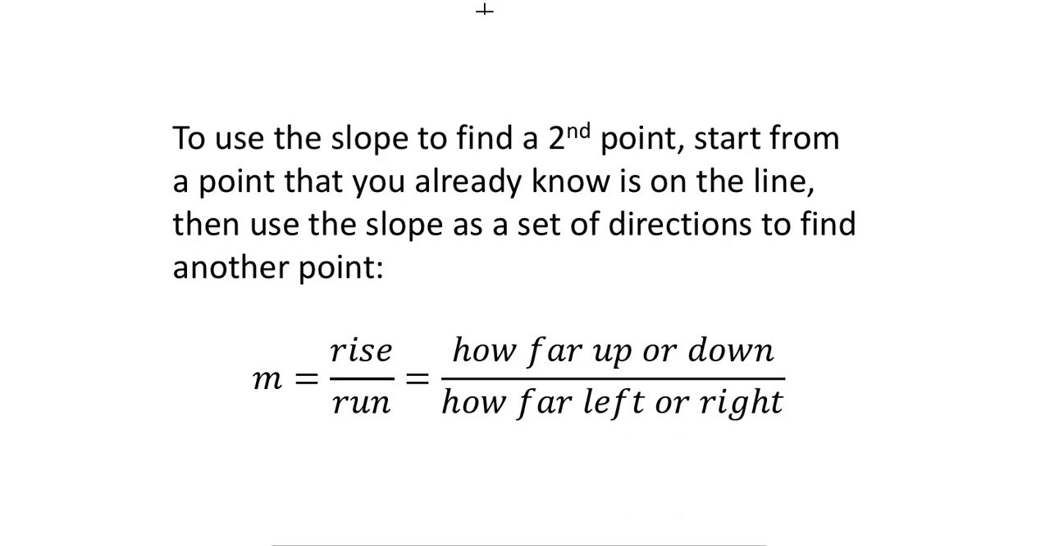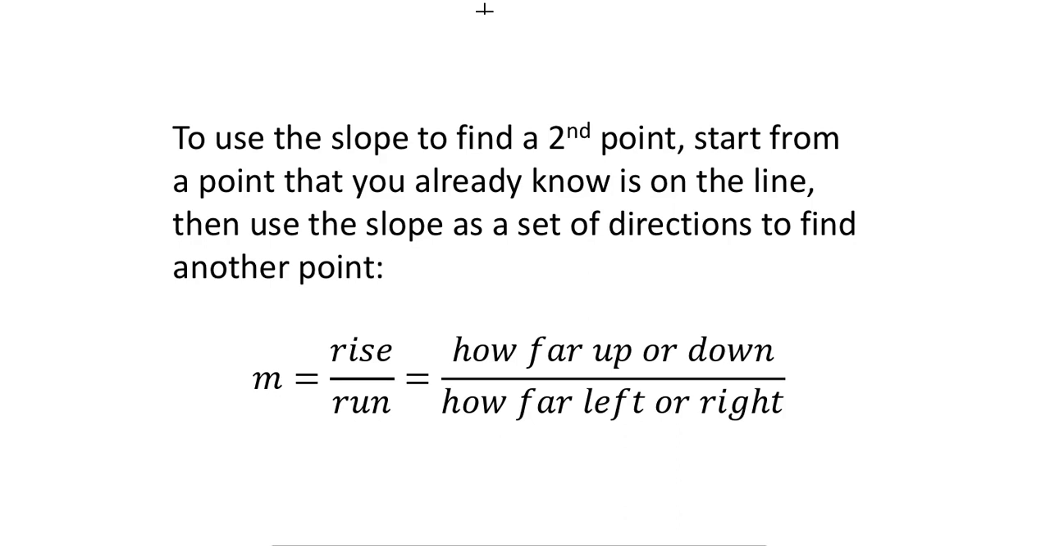So to use the slope to graph a line, the slope is like a treasure map that tells you how to find a second point. So to use the slope to find a second point, start from a point that you already know is on the line. We will talk about how to get that information as easily as possible. Then use the slope as a set of directions. Like I said, it's like a treasure map. It's giving you a set of directions to find another point.